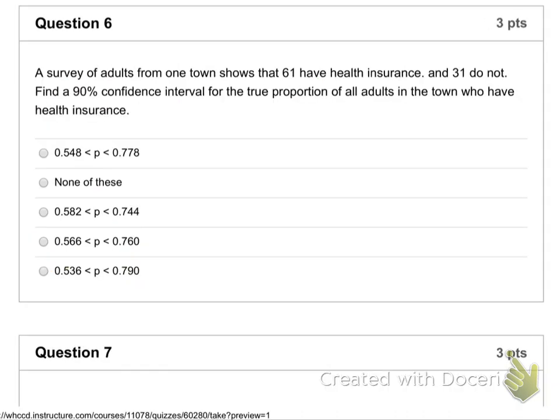Number 6. Survey of adults. 61 have health insurance. 31 do not. All right, give it a try. All right. So it's 1 prop Z interval again, isn't it? It's the same thing again, the X and the N. So what's the X now? Is it the 61 or the 31? How do you know which one is the X?